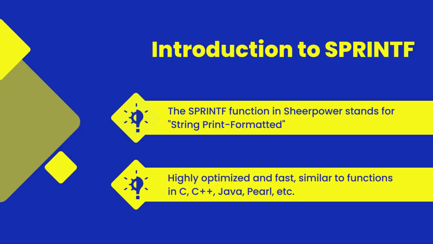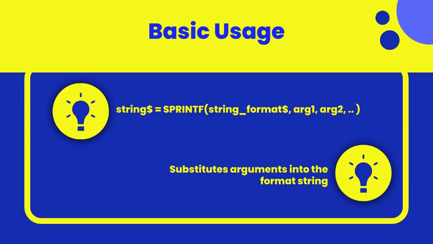SPRINTF, which stands for String Print Formatted, is a highly optimized and fast function in Sheerpower. It allows you to format strings with great versatility, similar to functions with the same name found in languages like C, C++, Java, and Perl. SPRINTF is used by providing a format string and a list of arguments. Each % within the format string marks where an argument will be substituted. For example, SPRINTF age is %d 33 will output age is 33.